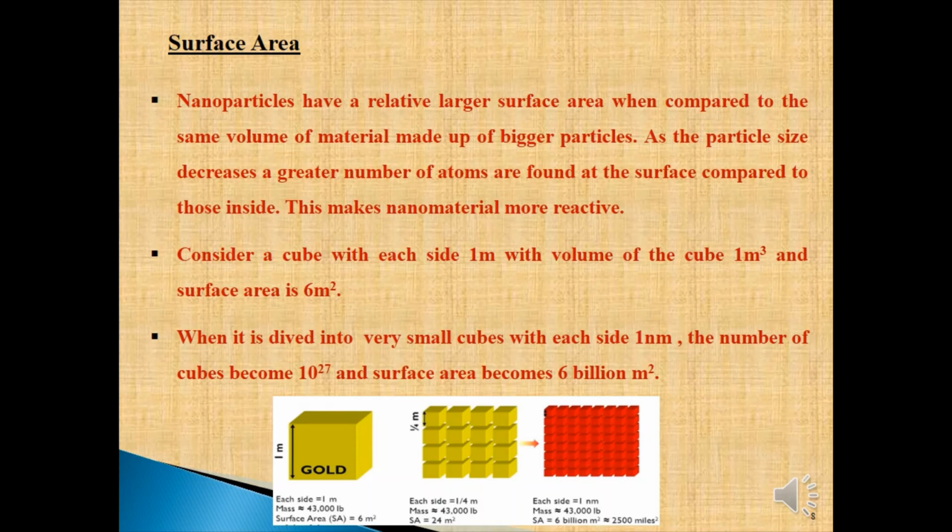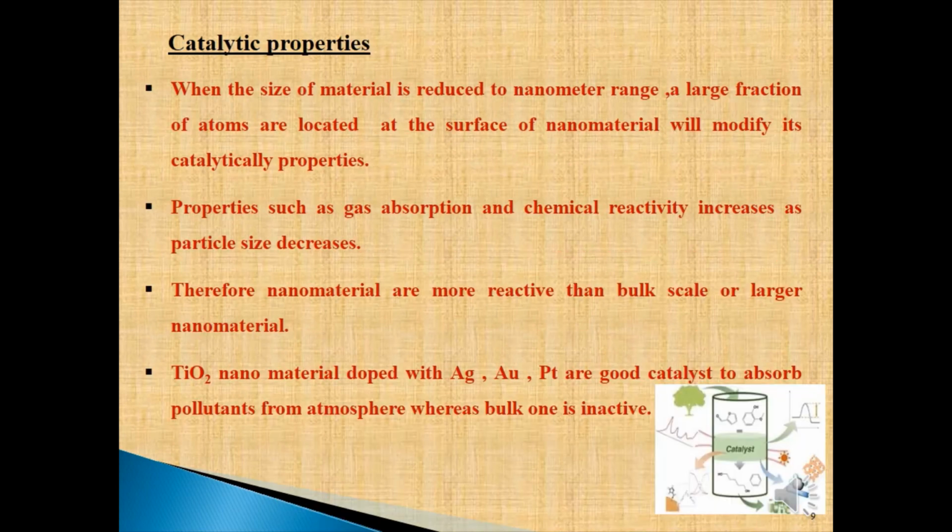Catalytic property. When the size of the particle is reduced to the nanometer range, a large fraction of atoms are located at the surface of the nanomaterial, which modifies its catalytic property. Properties such as gas absorption and chemical reactivity increase as the particle size decreases. Therefore, nanomaterials are more reactive than bulk scale or larger material. Titanium nanomaterial doped with silver, gold or platinum is found to be a good catalyst to absorb pollutants from the atmosphere, whereas the bulk one is inactive.